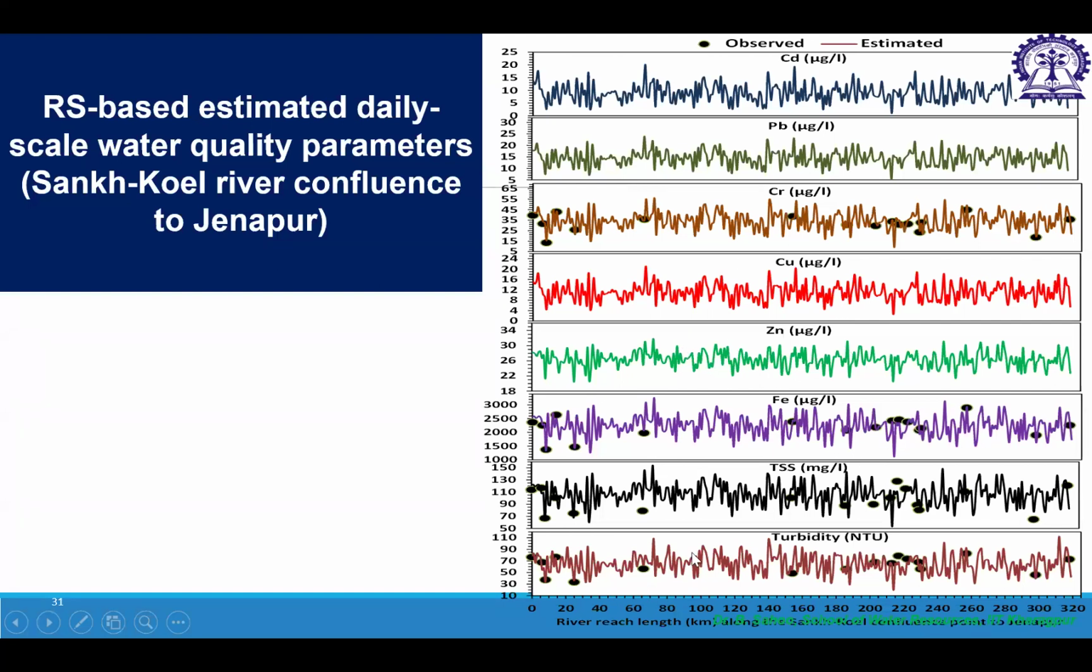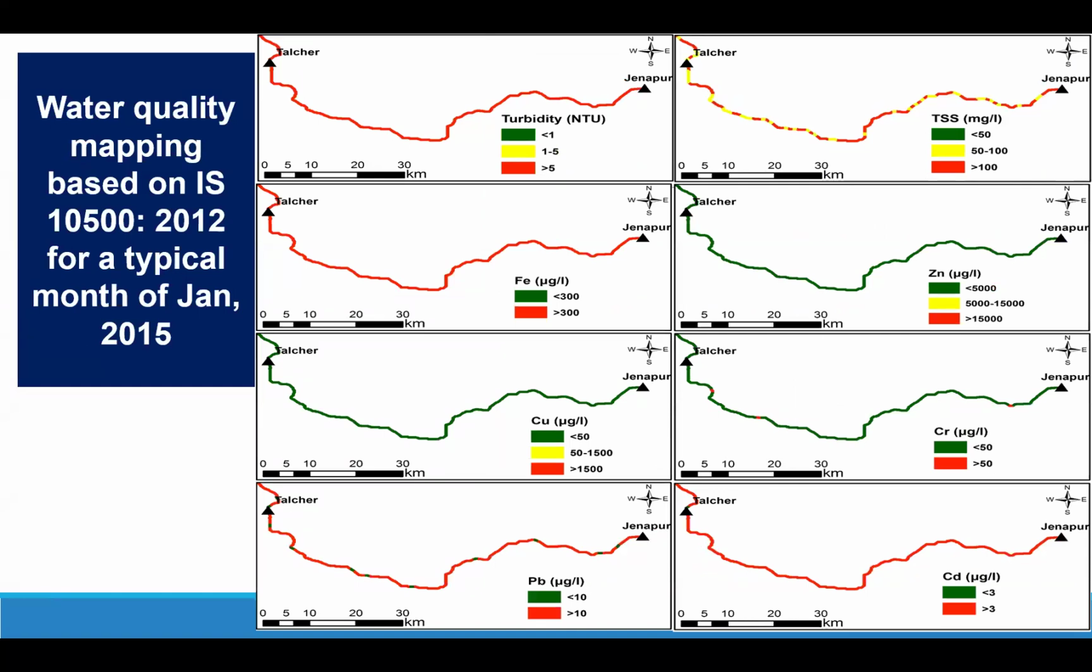Here you can see the x-axis talks about the reach length from 0 to 320 kilometers along the Sankhal reach to Jenapur. So this is on a specific day, in January 2015, showing how it varies along the river. By that way you can know how the contamination is at each and every location along the river. And this is the water quality mapping.